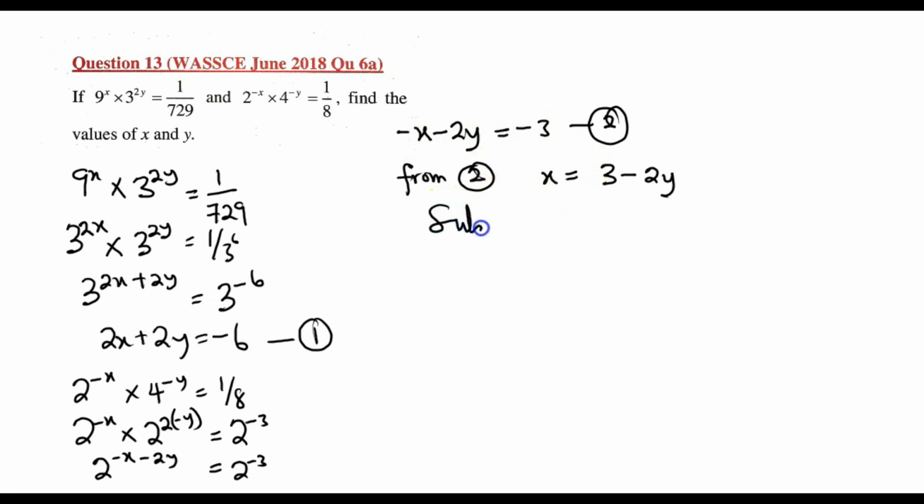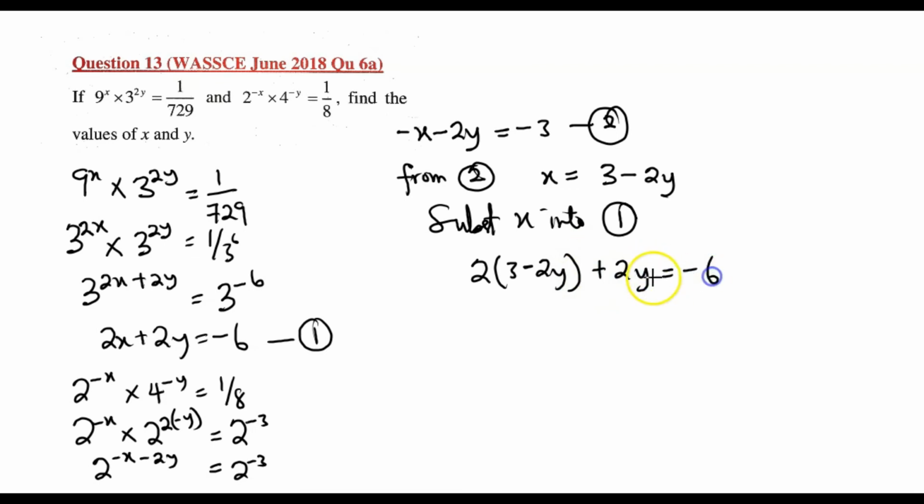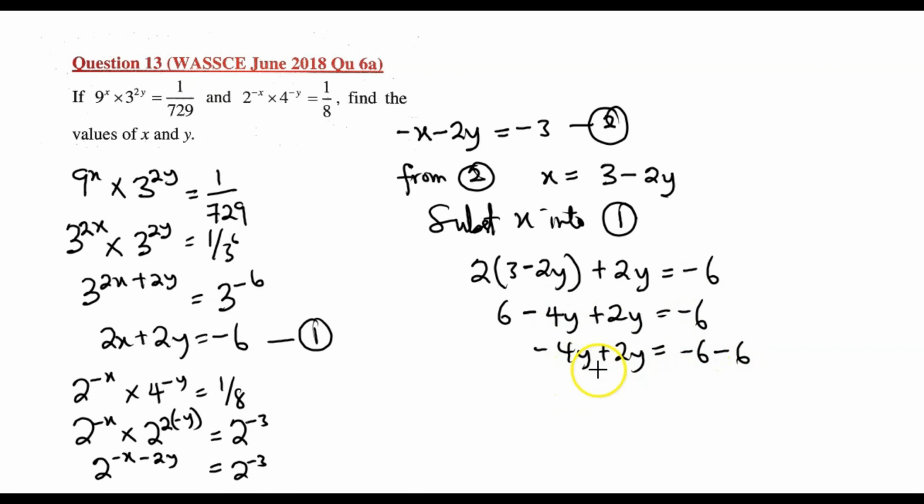Now substitute x into equation 1. And we'll be obtaining 2 multiplying 3 minus 2y, and that should be added to another 2y, and that should give us negative 6. Now we have an equation in terms of y, so we expand and simplify. We have 6 minus 4y, then plus 2y, and that should be equal to negative 6. Simplifying, you have negative 4y plus 2y equal to negative 6, then minus 6 within terms. So that is going to give us negative 2y. This should be equal to negative 12.